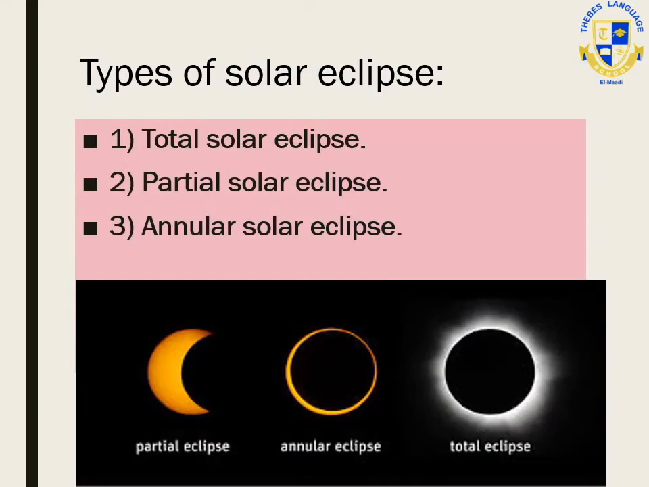What are the types of solar eclipse? We have three types of solar eclipse. Total solar eclipse, in which we cannot see the sun anymore; a partial solar eclipse, in which we see a small part of the sun; and the other type, the annular eclipse. It's when we can see the sun as a lighted ring only.